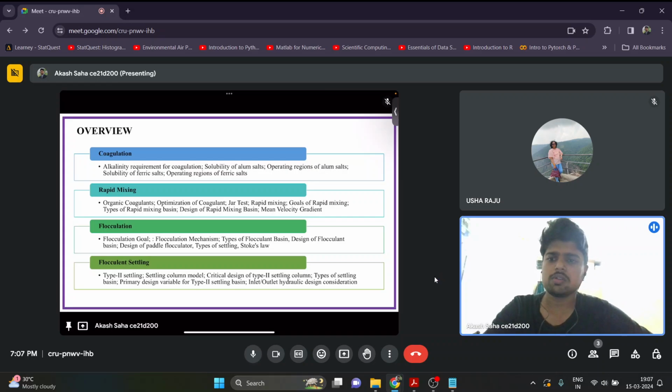And then we moved on to the flocculation. We learned about the mechanism, the types of flocculation basin, the design of the flocculation basin, and the flocculator pattern. And at last, we moved into flocculant settling, that is the type 2 settling: the critical design parameters, the primary design variables, and the inlet and outlet hydraulic design considerations. So this was all about the contents of week 8. I have some subjective and objective questions regarding this, so we will solve them one by one.